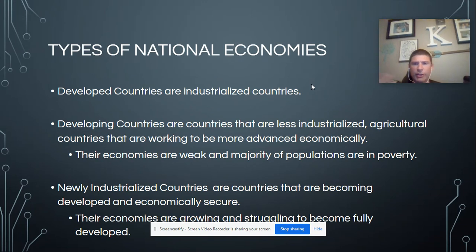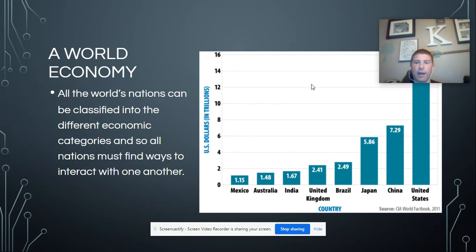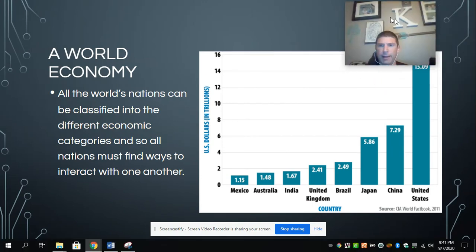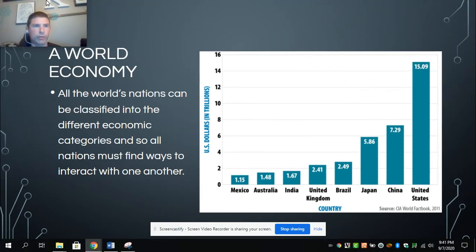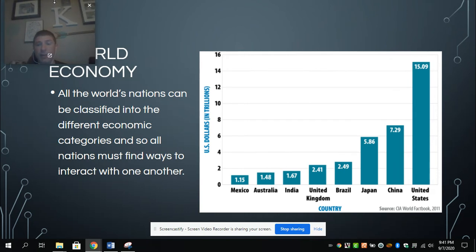Developed countries are industrialized countries, which usually have higher GDP. Developing countries are less industrialized, they're producing less, and they're often going to have that lower GDP. Here's a slide that shows that. My webcam's in the way, but you can see the United States has the highest GDP in the world.